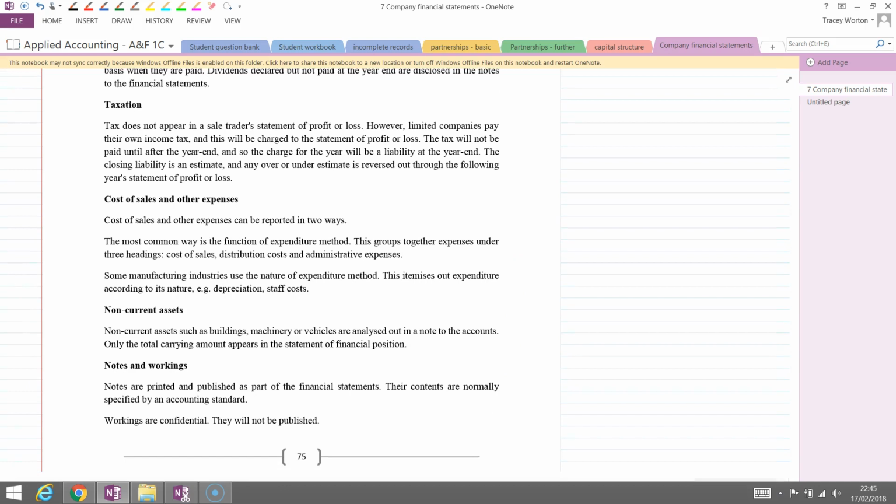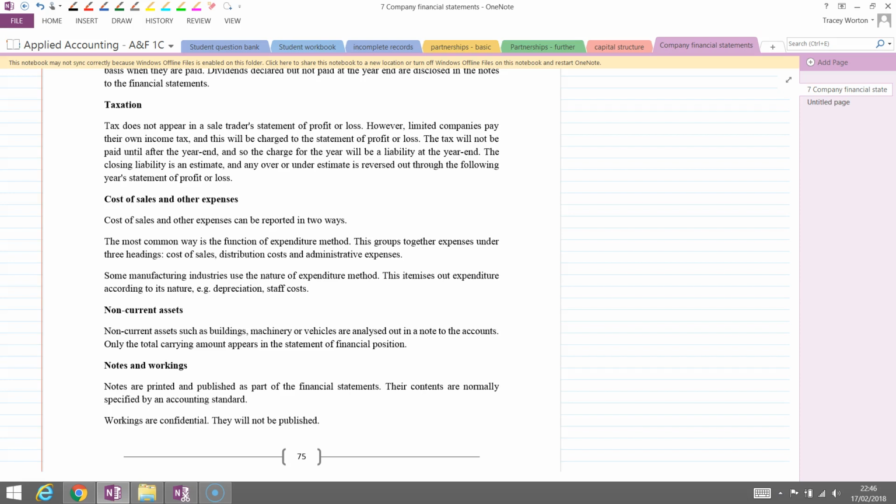Taxation gives us another difference with the sole trader's accounts. Tax doesn't appear in a sole trader's statement of profit and loss. However, the limited company pays their own income tax, corporation tax, capital gains tax, etc., and this will be charged to the statement of profit and loss. The tax will not be paid until after the year end, and so the charge for the year will be a liability at the year end. The closing liability is an estimate, and any under or overestimate is reversed out through the following year's statement of profit or loss.